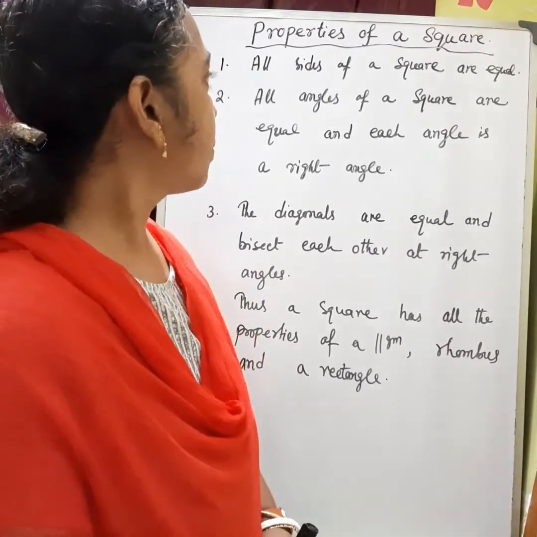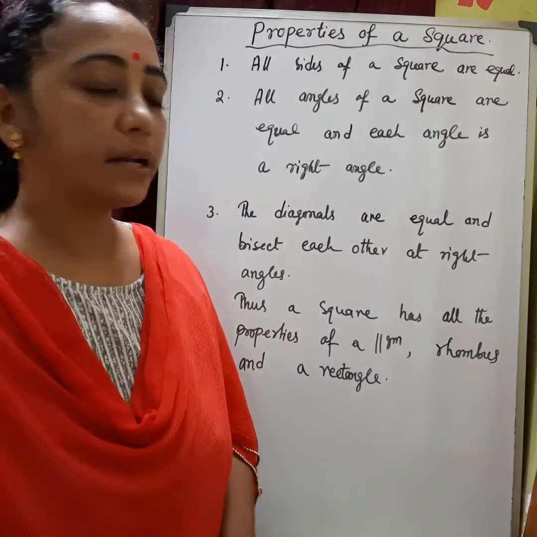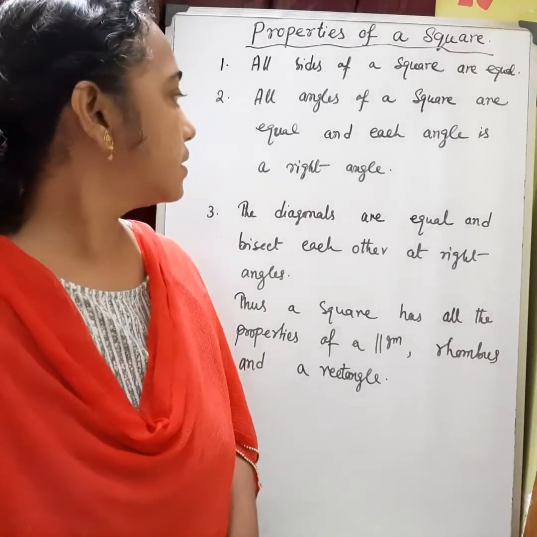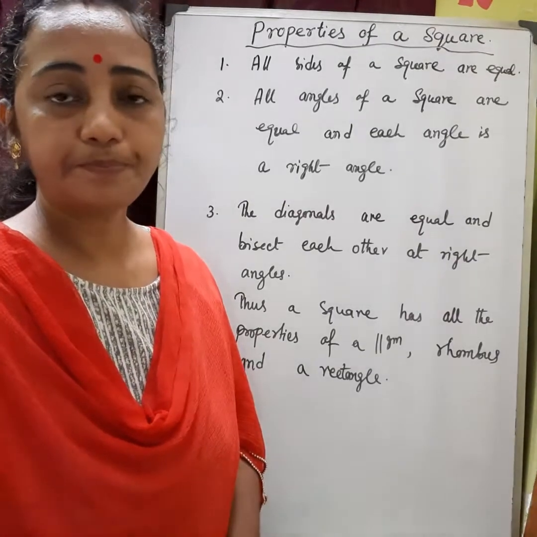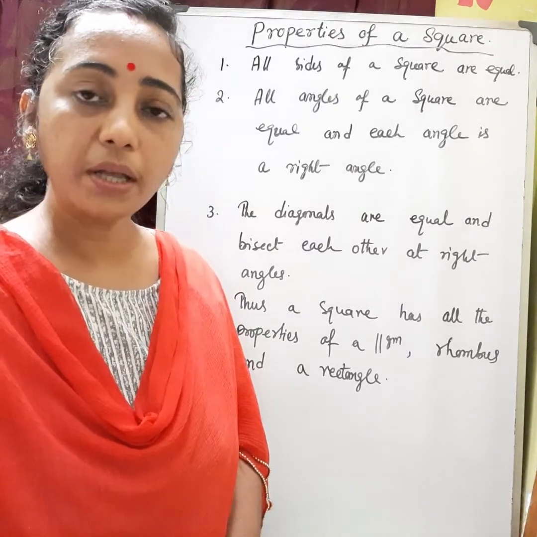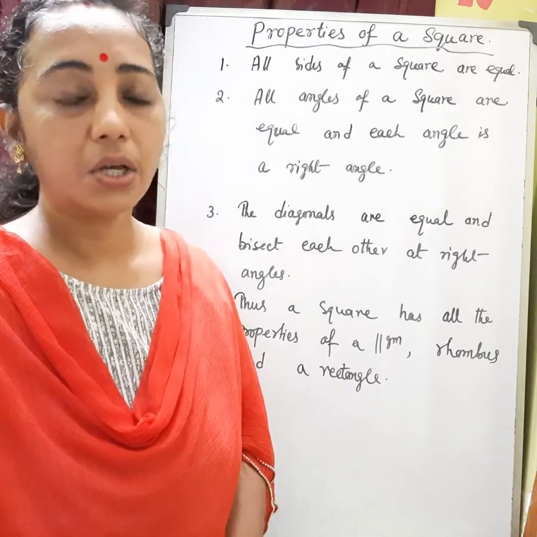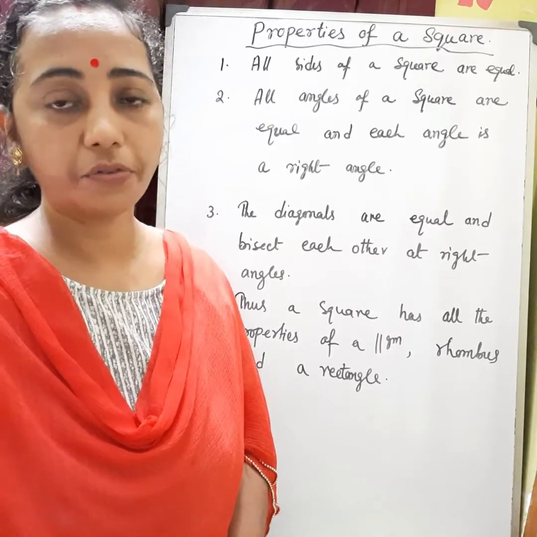So in a square all sides are equal, all angles of a square are equal and each angle is a right angle. Also, the diagonals of a square are equal and bisect each other at right angles. So, these are the important properties of a square.